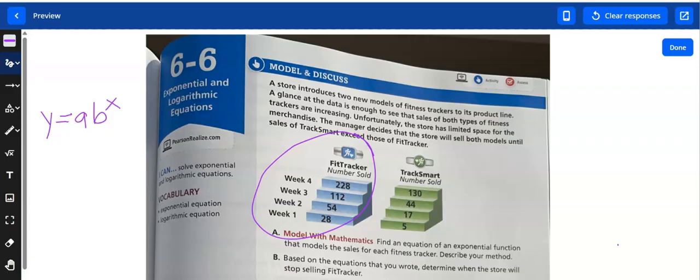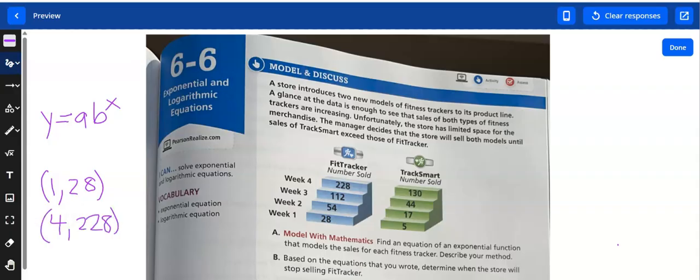Now, I think it's best if you pick them farther apart than closer together. So we're probably going to pick 1 and 28 and 4 and 228. And we'll come over here and do this one, 1, comma 5. And 4, comma 130.